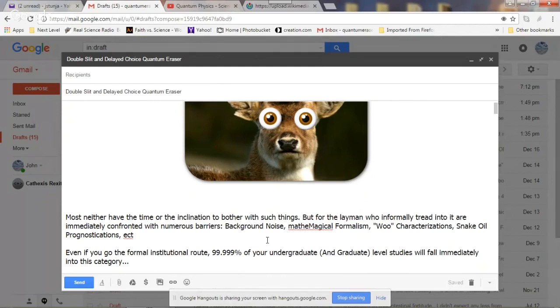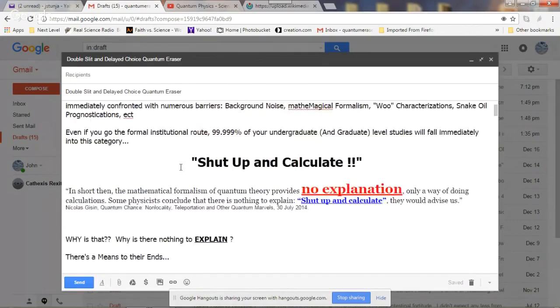Some that we already talked about: the background noise. You get mathematical formalism, and like Cathexis said, the woo characterizations and the snake oil prognostications. I really don't understand why that is when I first treaded into this territory, but I quickly found out why. I have a pretty good theory myself. I think we'll go over that later, because I think it illustrates the lack of understanding of the materialist paradigm, that they come up with all these erroneous ideas. But anyways, go on, John.